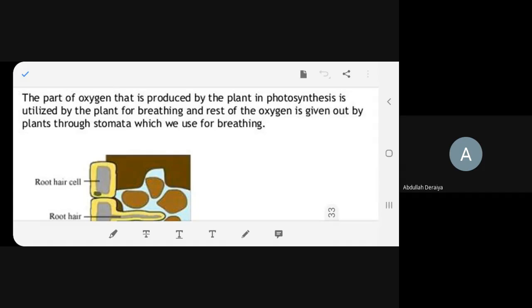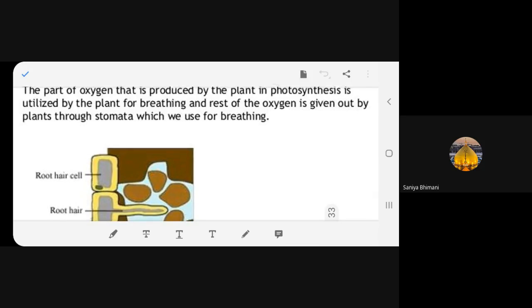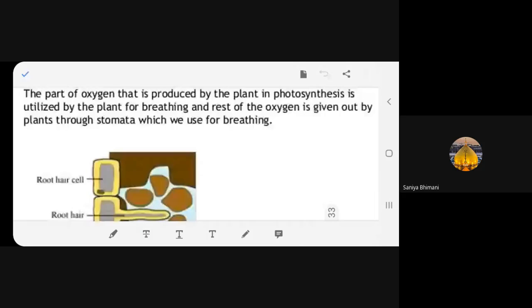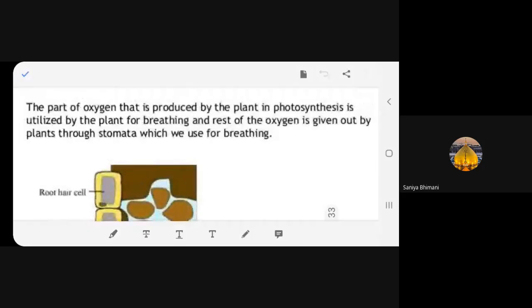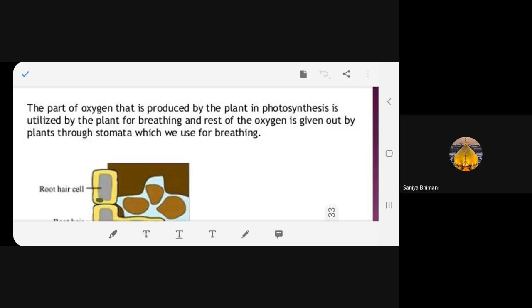The part of the oxygen that is produced by the plant in photosynthesis is utilized by the plant for breathing, and the rest of the oxygen is given out by the plant through the stomata, which we use for breathing. Okay. Now, oxygen is produced during photosynthesis. That oxygen is used by the plant for what? Breathing. You understand now?